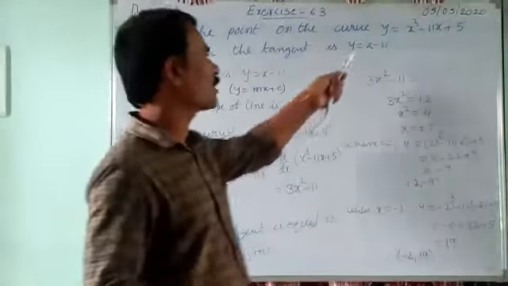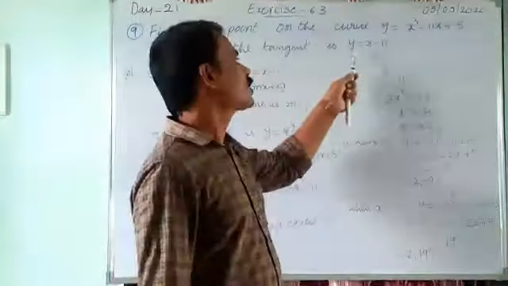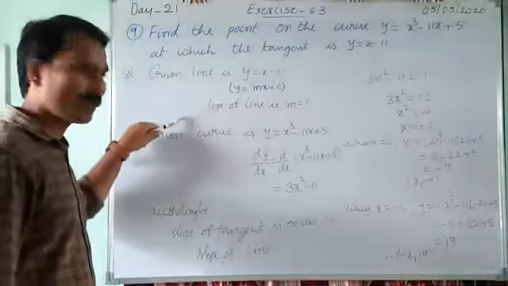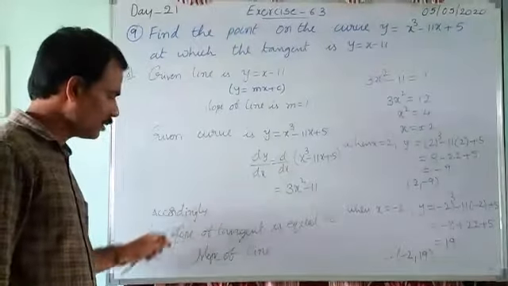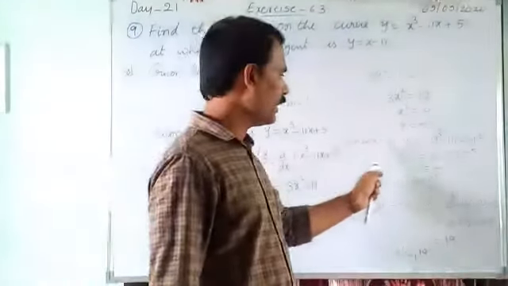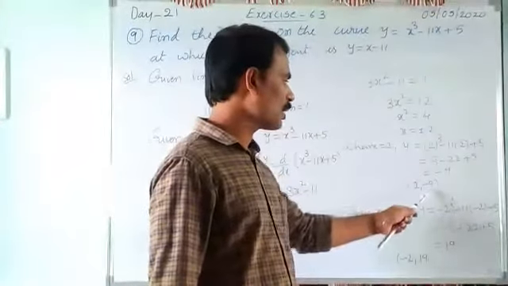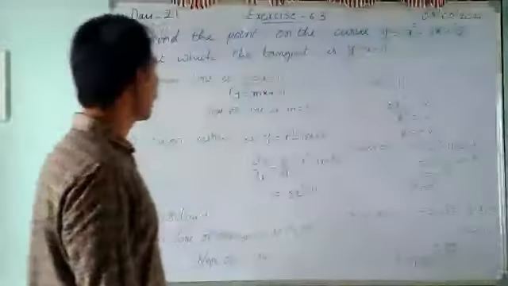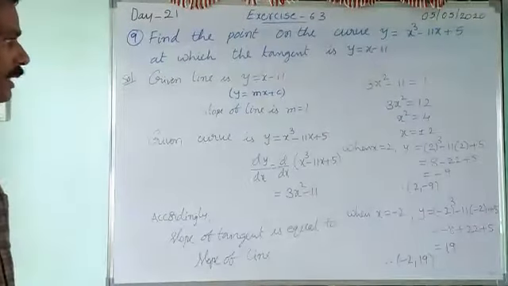No problem. So that's why slope of tangent is nothing but the slope of the line. This is the meaning. So that's why I calculated the slope of the line and slope of the tangent. I equated both slopes. I got the x value plus or minus 2. When x equal to 2, we get 2 comma minus 9, and when x equal to minus 2, I got minus 2 comma 19. Clear?